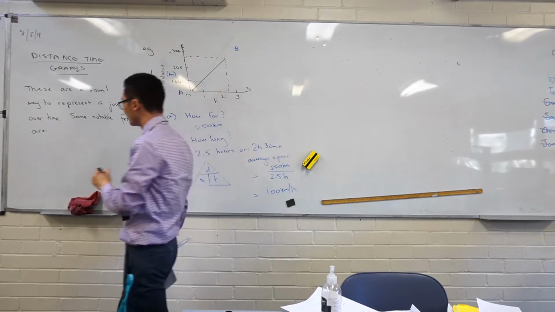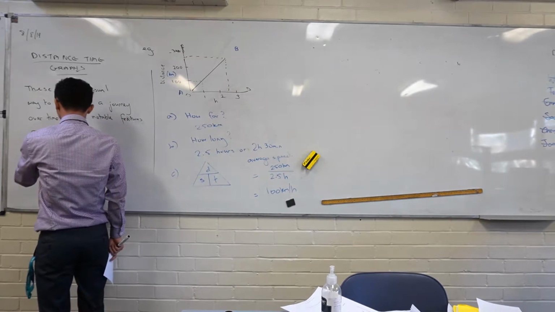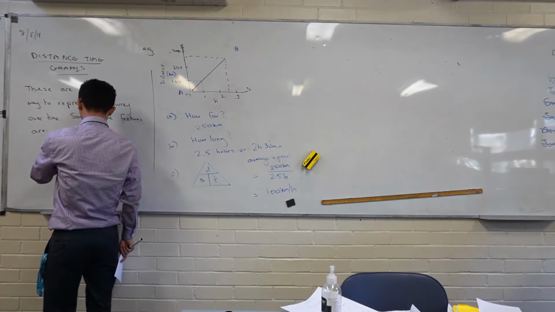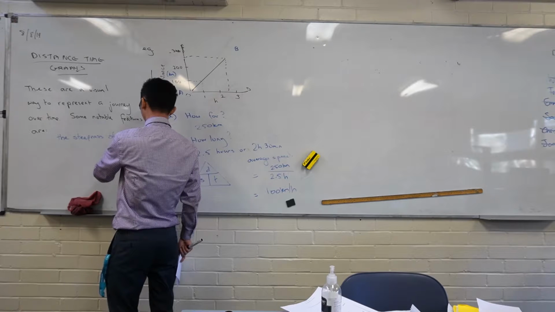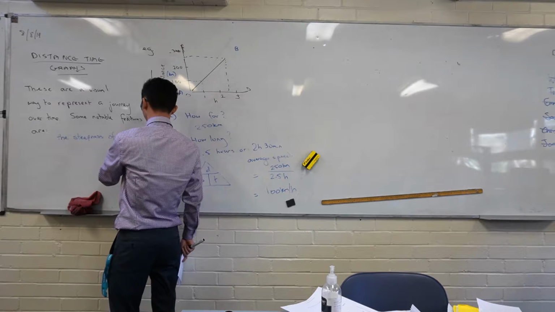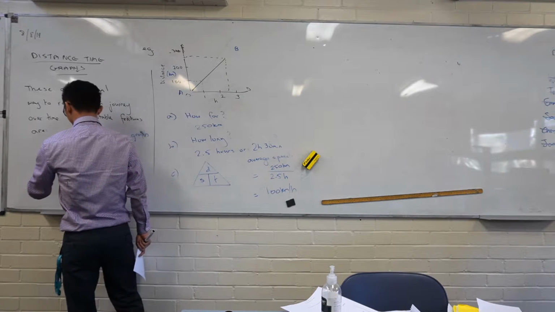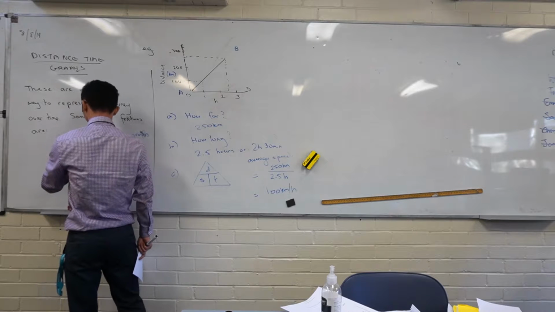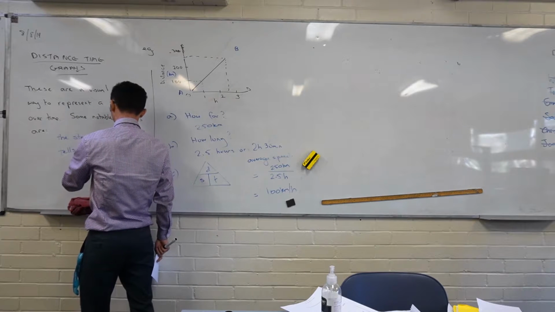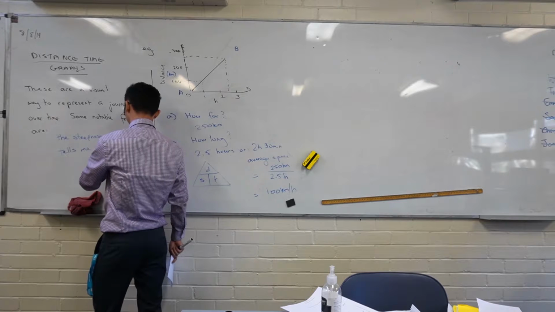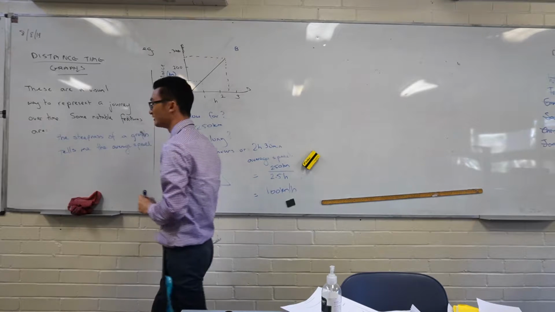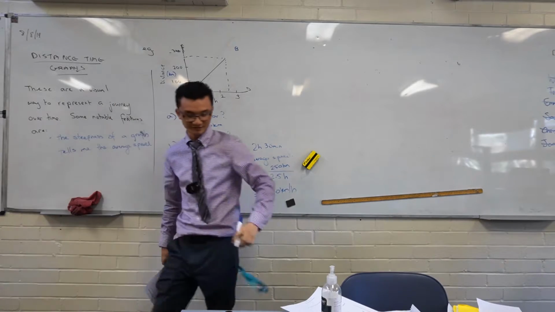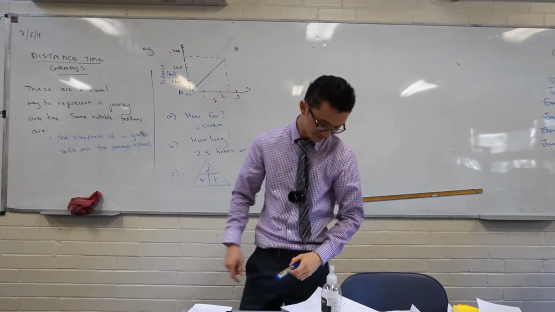Some notable features here. The steepness of a graph, jot this down for me, the steepness of a graph tells me the speed, or the average speed. The steepness of a graph tells me the average speed. Can you jot that down for me? Steepness of a graph tells me the average speed.